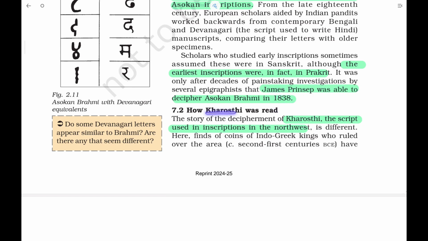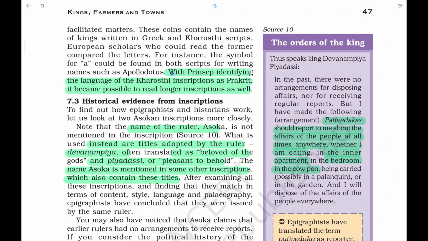Now, how was Kharosthi read? It was read from right to left. The Kharosthi script was used in the inscriptions in the northwest, and this Kharosthi script was used in Ashoka's inscriptions. Okay. Now, with Prinsep identifying the language of the Kharosthi inscriptions as Prakrit, it became possible to read longer inscriptions as well. Okay. Now, who were the Pativedakas?